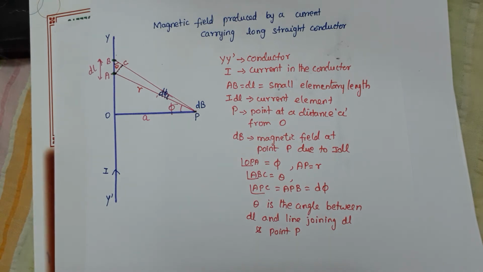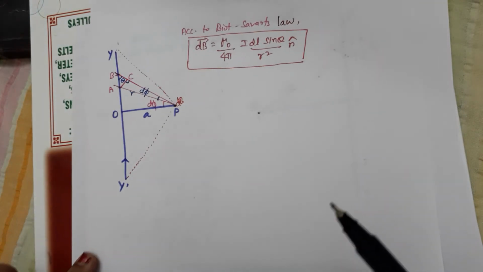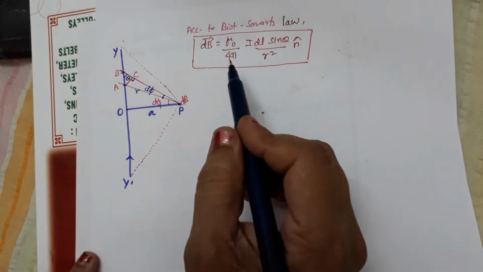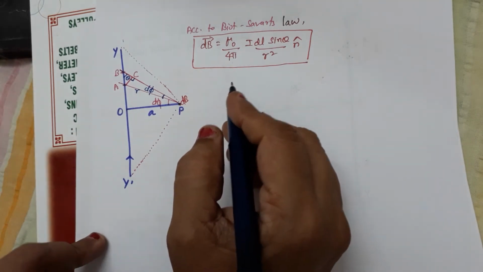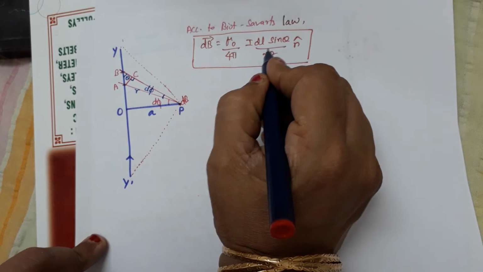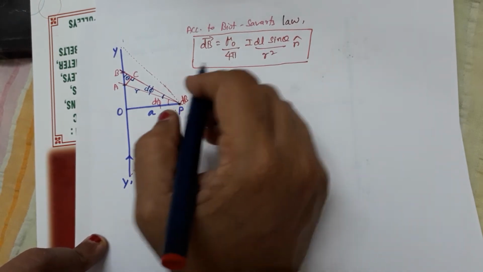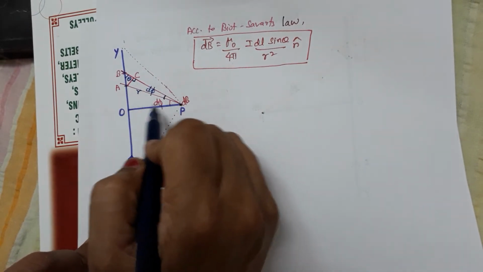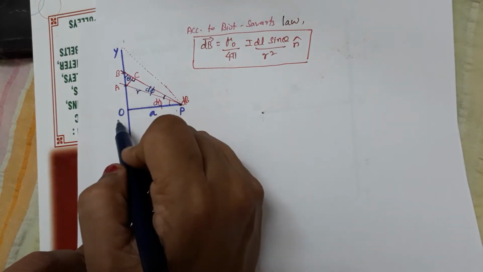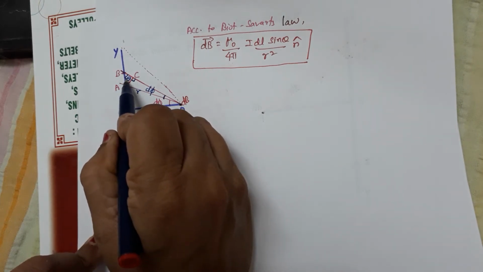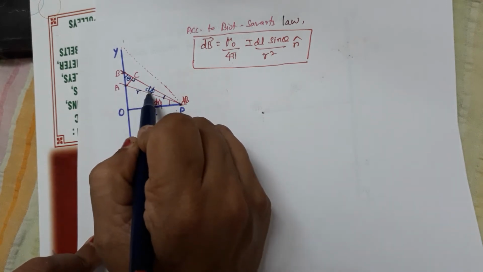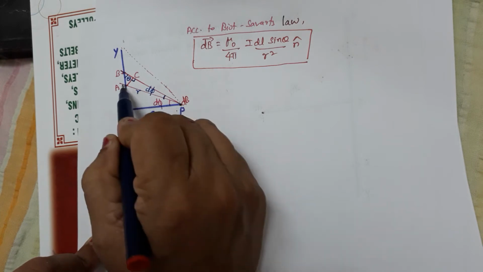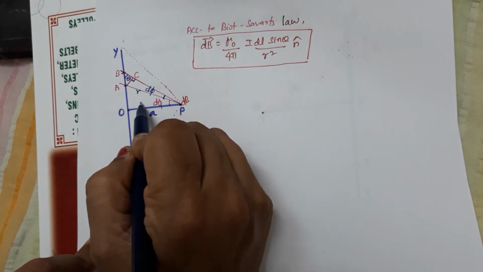Now using Biot-Savart's law, we are going to find dB, right? You already know the formula for Biot-Savart's law: mu naught by 4 pi, I dL sin theta by R square, right? Now we are going to find the value of dL sin theta and substitute. For that, while deriving the expression, children, you have to consider three triangles. Triangle number 1 is ABC, triangle number 2 is APC, and the third triangle is OPA.